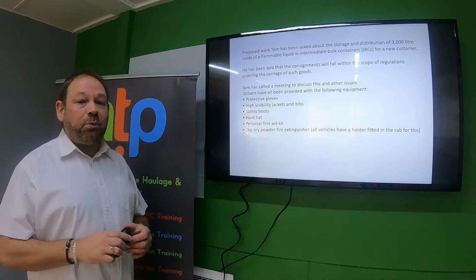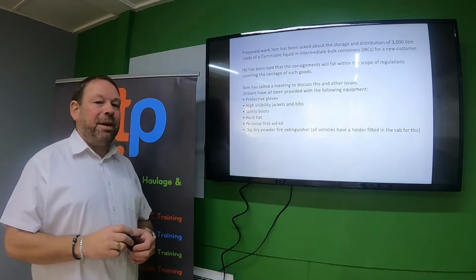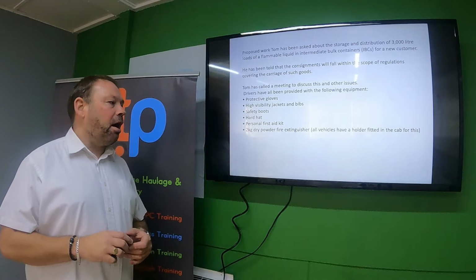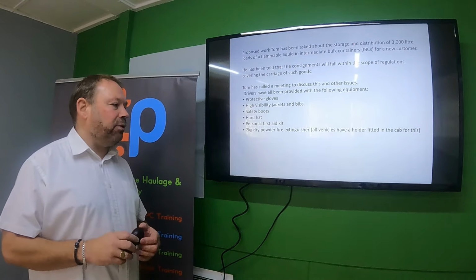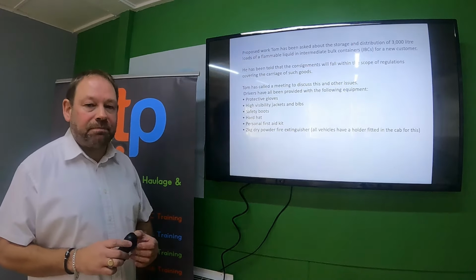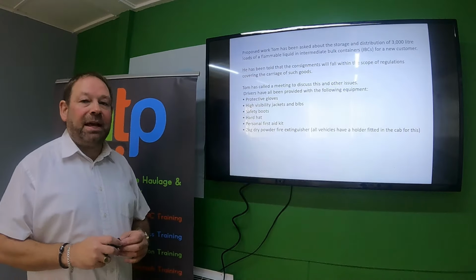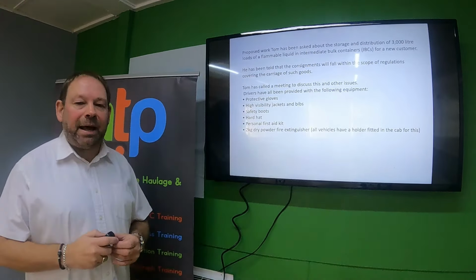Drivers have all been provided with the following equipment: protective gloves, high-vis jackets and bibs, safety boots, hard hat, personal first aid kit, 2 kilogram dry powder fire extinguisher, and all vehicles have a holder fitted in the cab for this. Have a look and see if any of that is going to affect our driver schedule. Pause me, have a look, highlight and come back.